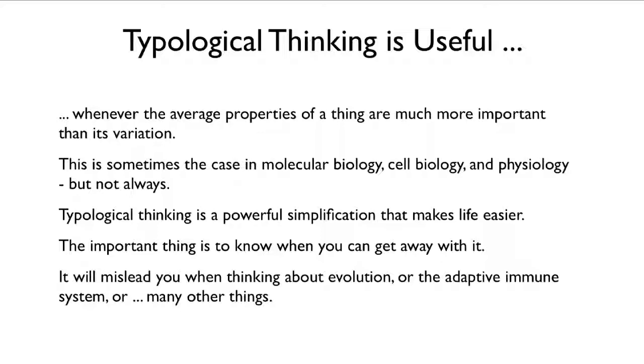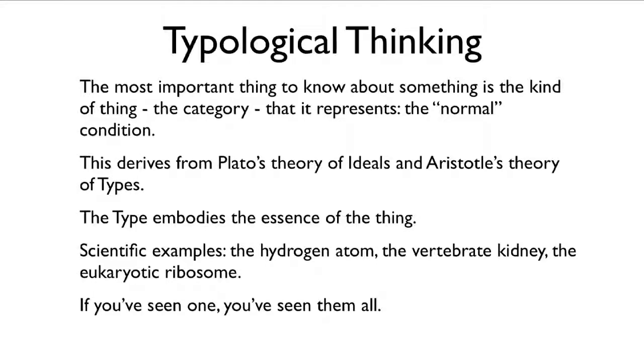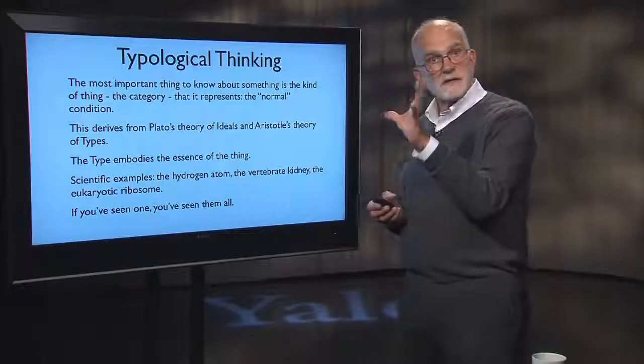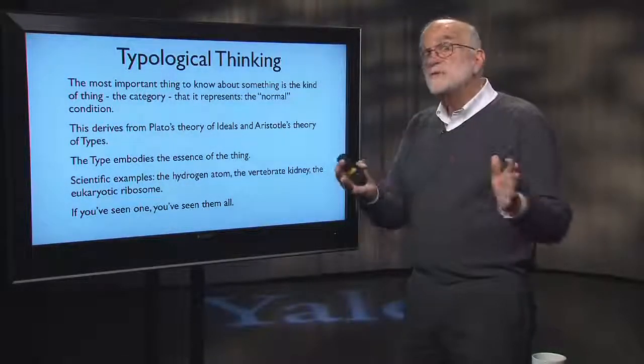It is theory of types. And the type of Aristotle embodies the essence of the thing. Now, there are many places in science where this works pretty well. For example, the hydrogen atom. If we just think of all hydrogen atoms as having a nucleus and a single electron, a proton and an electron orbiting around it, we do pretty well.